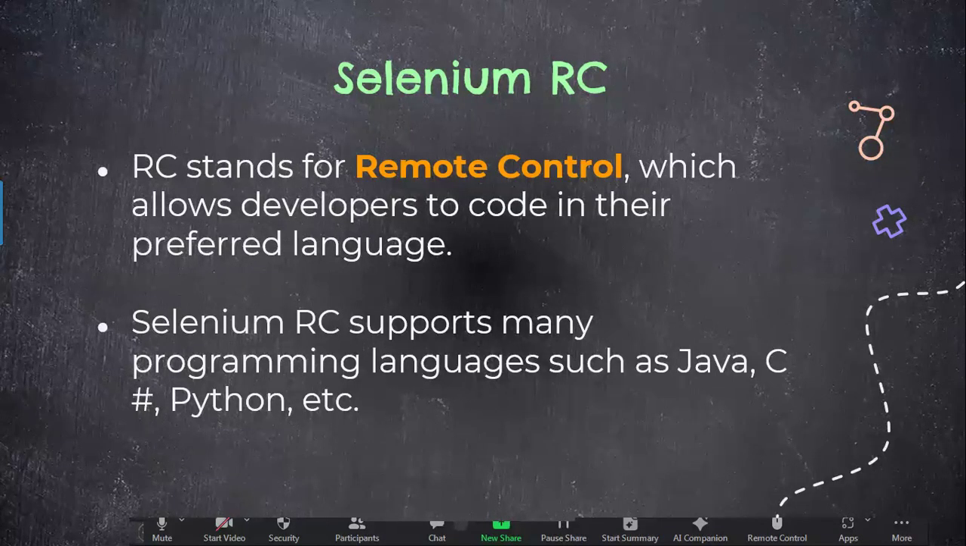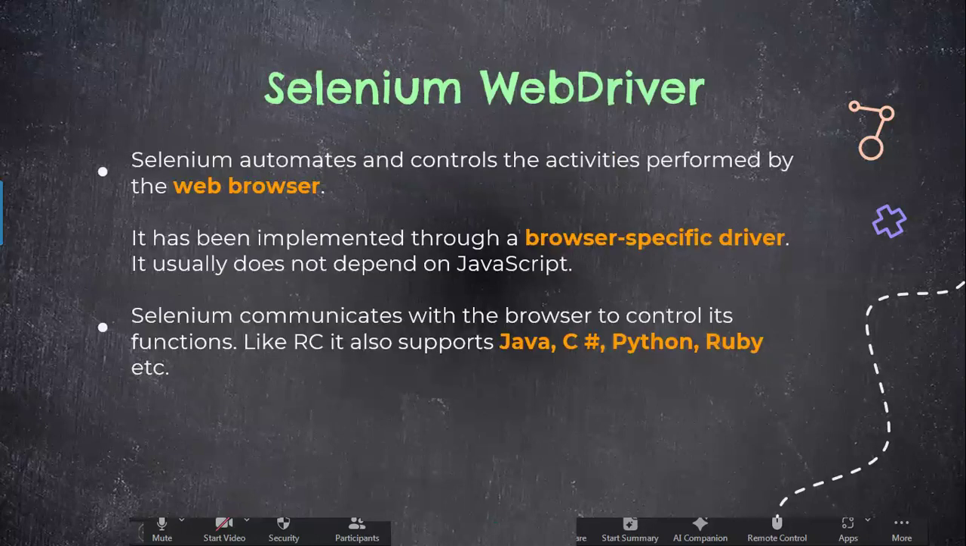Selenium RC supports many programming languages such as what? Java, C#, and Python, etc. So RC means what? Remote control. See, this is an interview question. You can keep it in your resume. I'm working with automation with what?